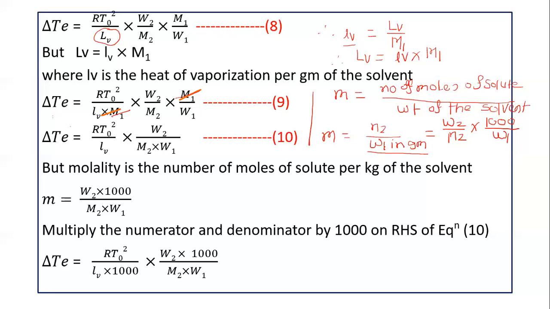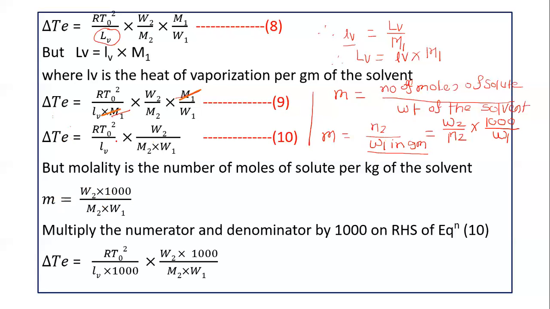To convert weight of the substance in kg, we have to divide it by 1000. So W1 divided by 1000 is now in kilogram. According to this definition, number of moles of the solute per kg of the solvent, we can substitute the molality here. So this is the formula to calculate the molality. Molality is equal to W2 into 1000 divided by M2 into W1.